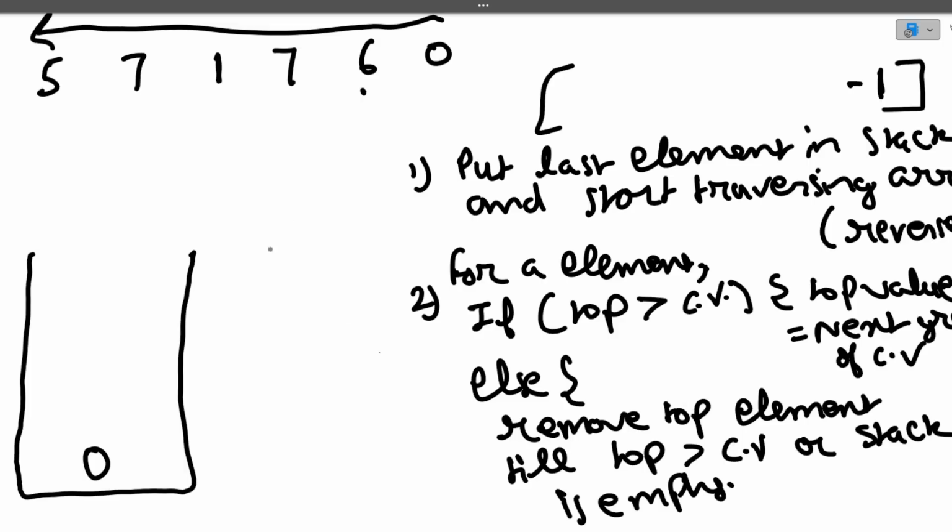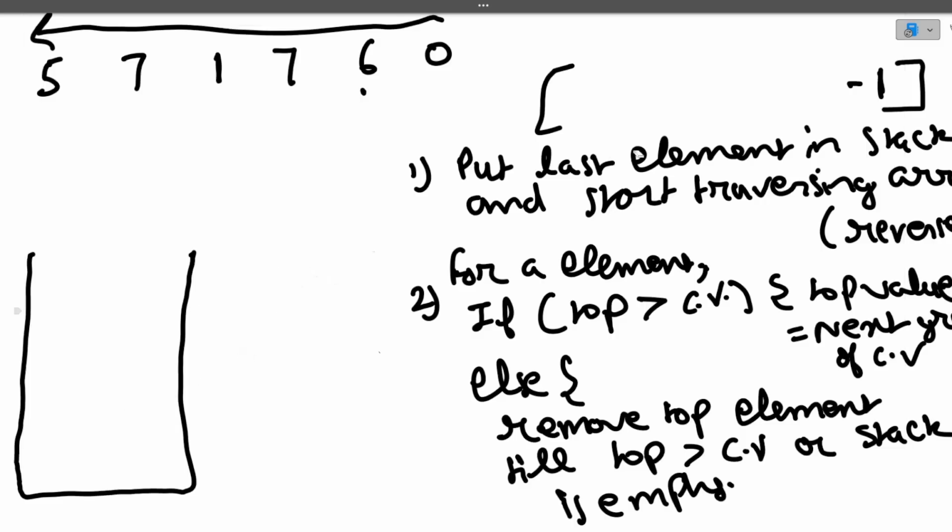So the current value is 6. We will start removing the top element. We will remove 0. We have removed 0, so now our stack has become empty. Till when do we have to remove elements? Till the top value becomes greater than the current value or the stack is empty. Since we have removed 0, the stack has become empty.